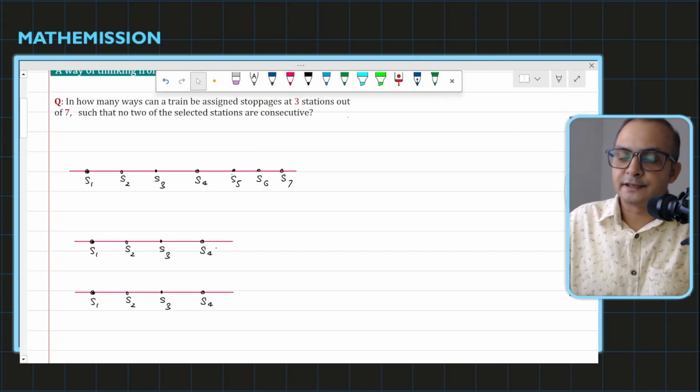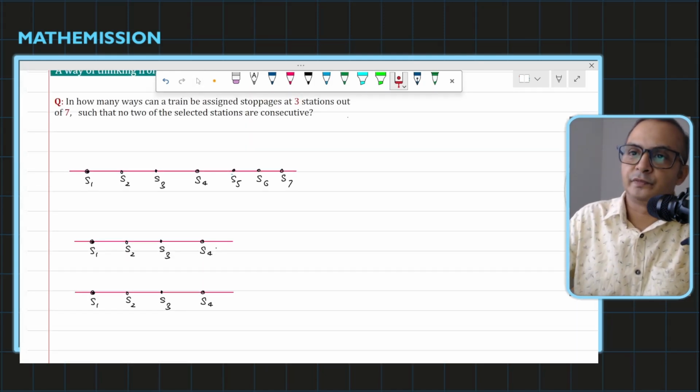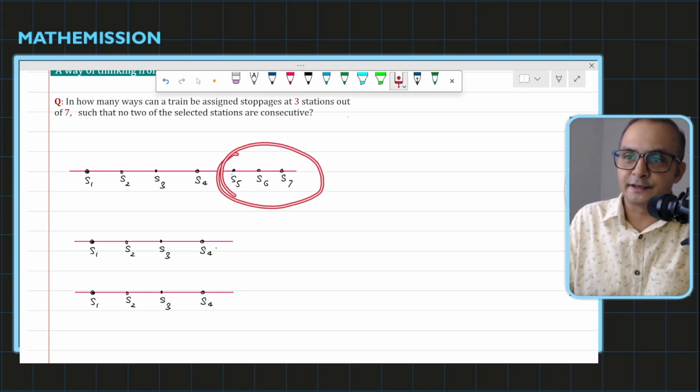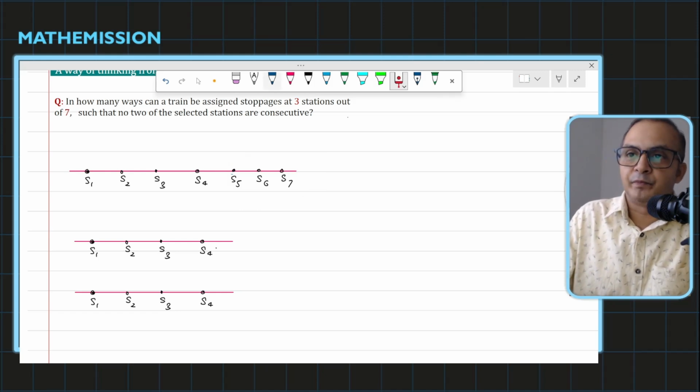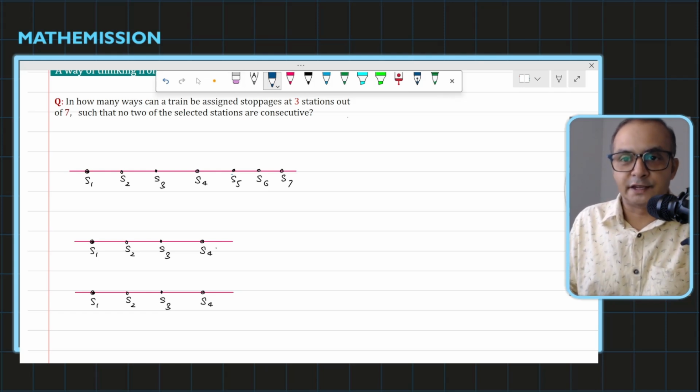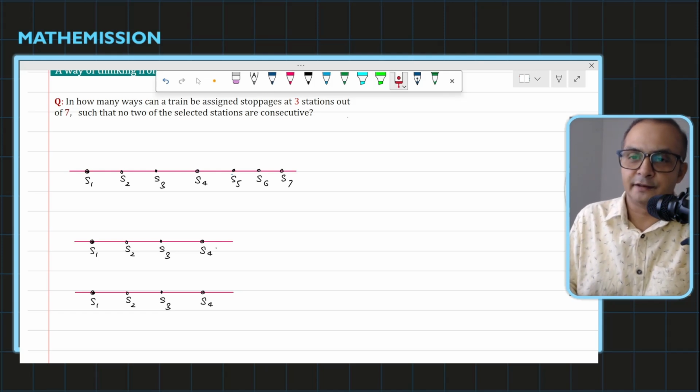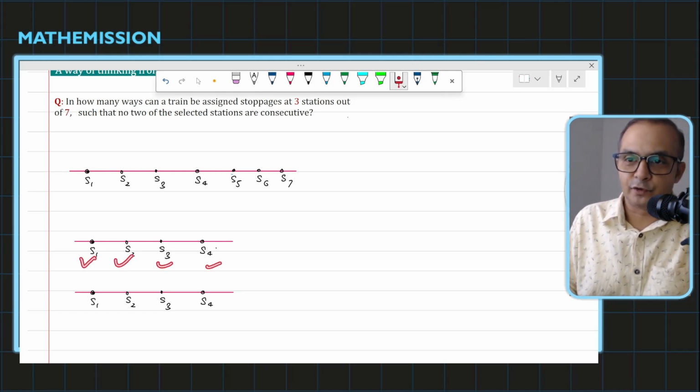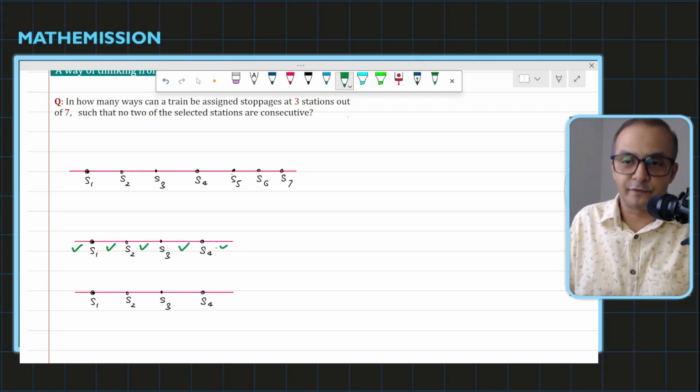So the technique simply says that you select any 3. Suppose you have selected S5, S6 and S7 for the choice of stoppages. If I have selected all these, I now have only 4 stations. We don't care which are those, it's just a name to understand. So S1, S2, S3 and S4 are there. And in these 4 stations, there are gaps: gap 1, gap 2, gap 3, gap 4 and gap 5. So there are 5 gaps.